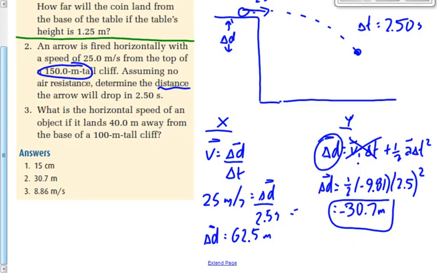How about question number 3? Do we need to go over that one? Do you want to go over that one? Yes? Okay.